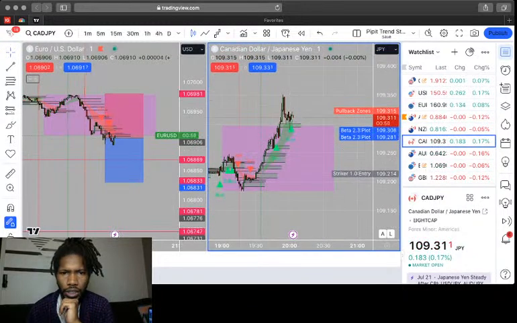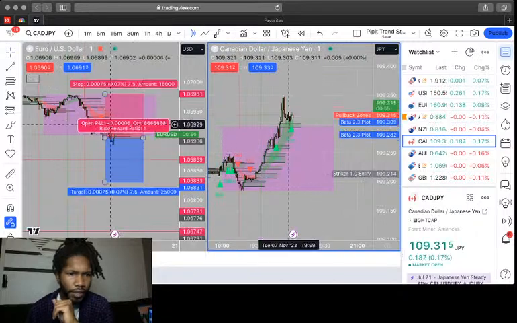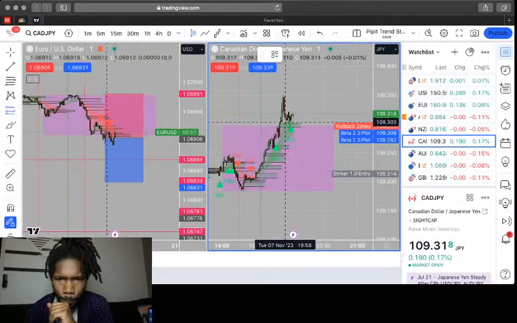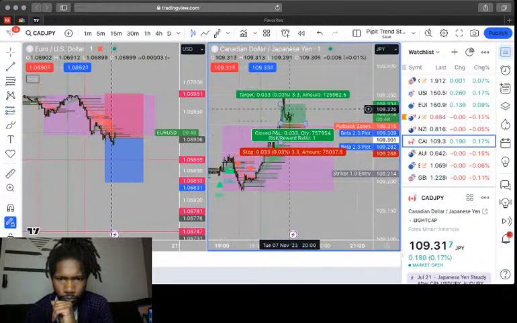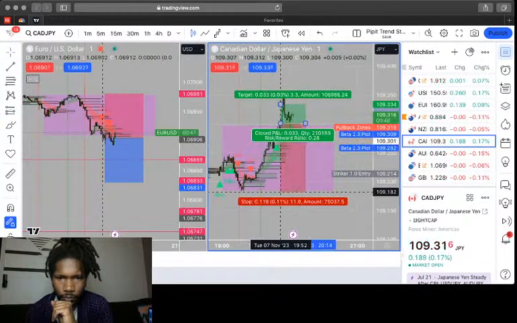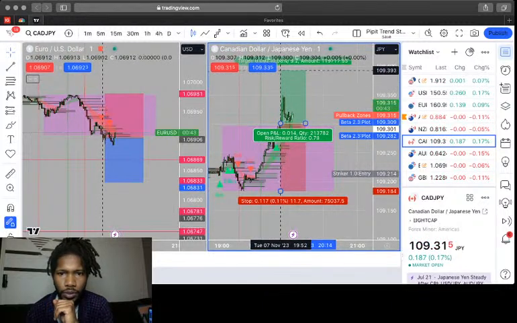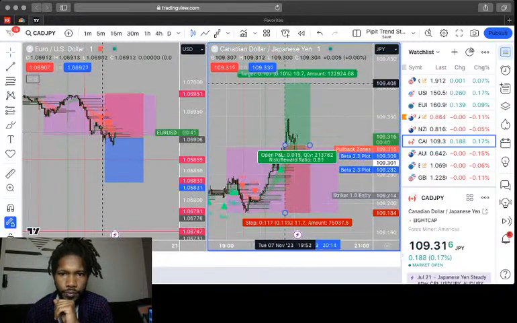CAD J. Ooh, CAD J actually was a move to the upside. That would have been in profit right now. 11, almost 12 points or 12 pips. Let's see.